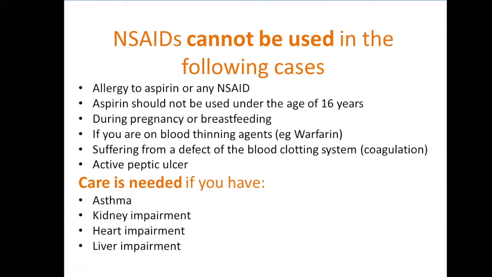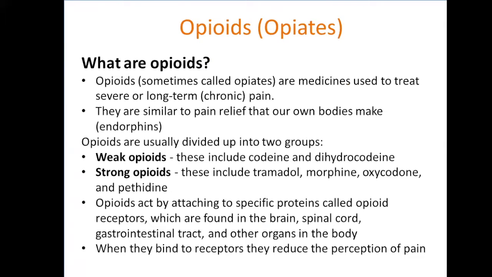Definitely not if you're on blood thinners because of that bleeding issue. They're really not a good idea. Definitely not if you've got an active stomach ulcer. That's a no-no. Need to be careful if you have asthma. Not all asthmatics have an issue, but some do. Definitely care with kidney, heart and liver problems, and that's where your doctor will guide you. Some are safer than others when it comes to particularly kidney and heart, and your doctor will decide what's best for you. So we'll move on to opioids.